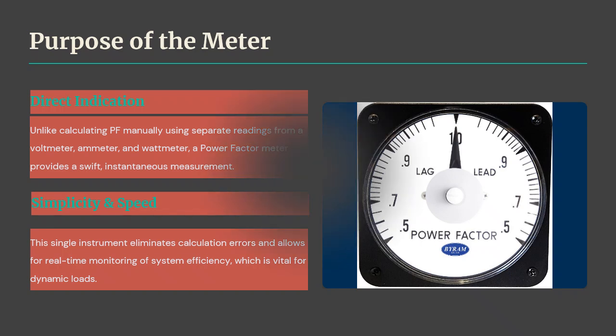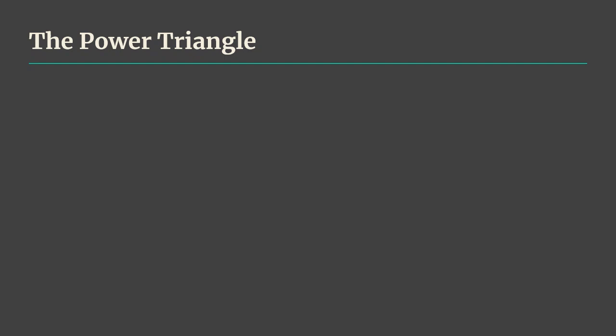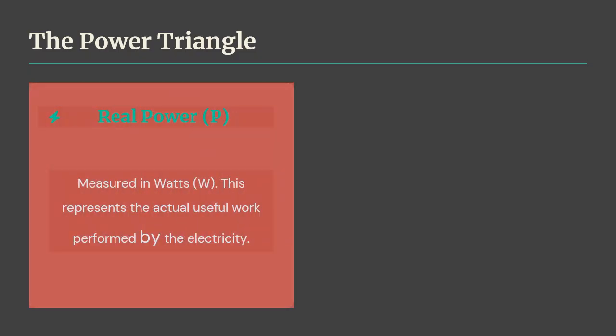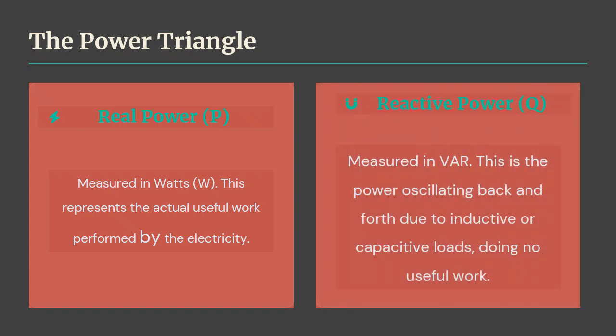The power triangle. To understand PF, we look at the power triangle. Real power, measured in watts, is the energy converted into useful work. Conversely, reactive power, measured in var, is the non-productive power oscillating back and forth due to inductive or capacitive components.